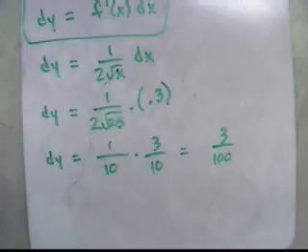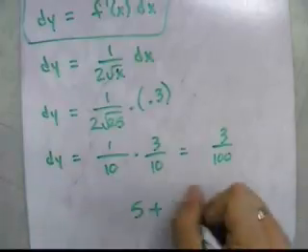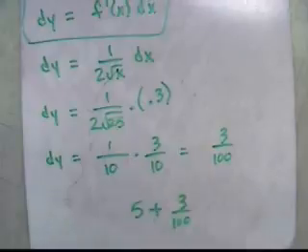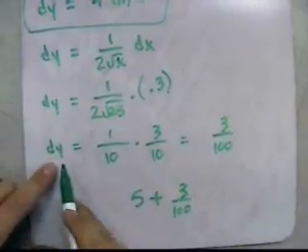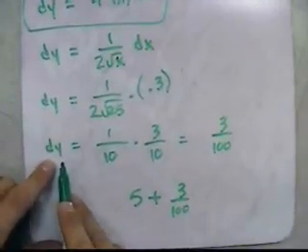Okay, so if I want to approximate the square root of 25.3, what's the square root of 25? 5. Plus the approximation, the difference that it was, 3 over 100. Okay. So 5 plus 3 over 100 should approximate the square root of 25.3. Because 5 is the square root of 25, that's like my original function value, right? What I calculated right here with the dy is how much y changed from my original x value.